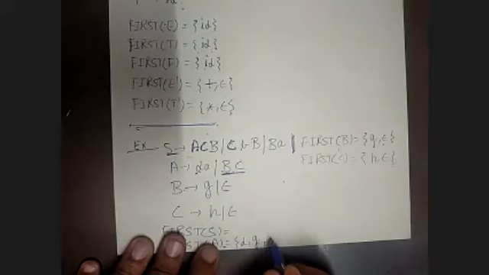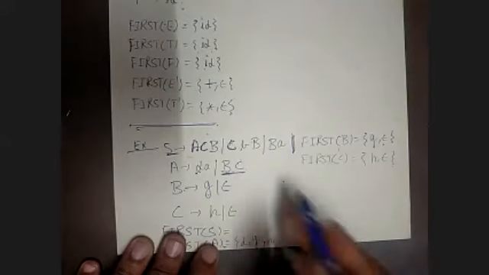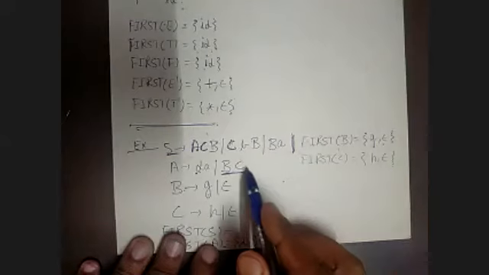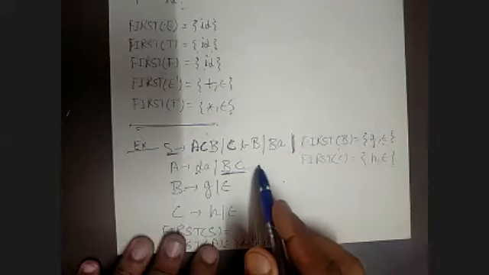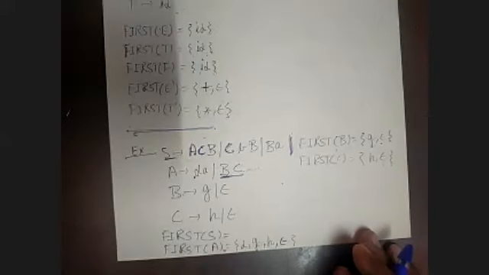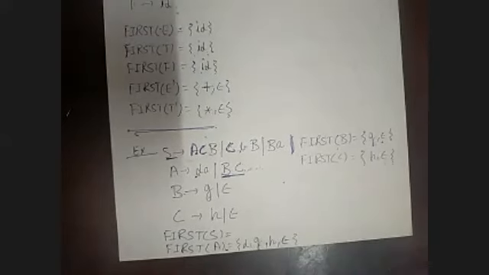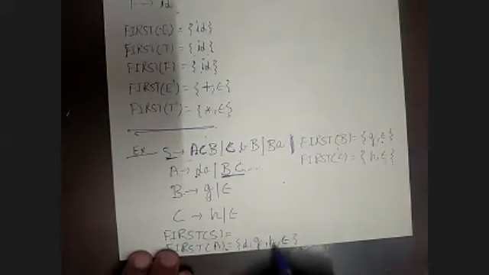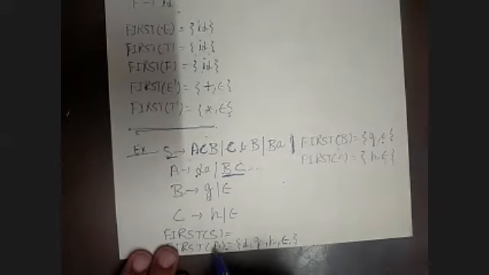H is here. Now, the question is, after that is epsilon, so is there any more symbol? If there is no more symbol, then epsilon is also part of that particular set. That is important. So we discussed this example: D, G, H and epsilon is the first of A.